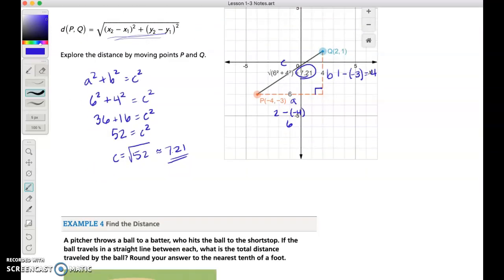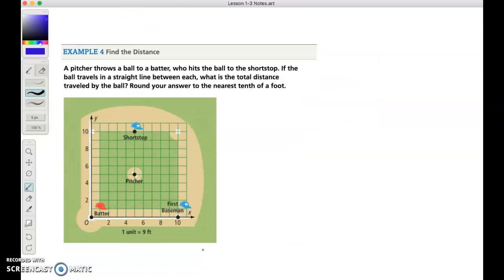So let's take a quick look at one more problem. I'm going to start this problem for you and then let you look at how it would be finished. It says a pitcher throws a ball to a batter who hits the ball to the shortstop. If the ball travels in a straight line between each, what is the total distance traveled by the ball? Round your answer to the nearest tenth of a foot.